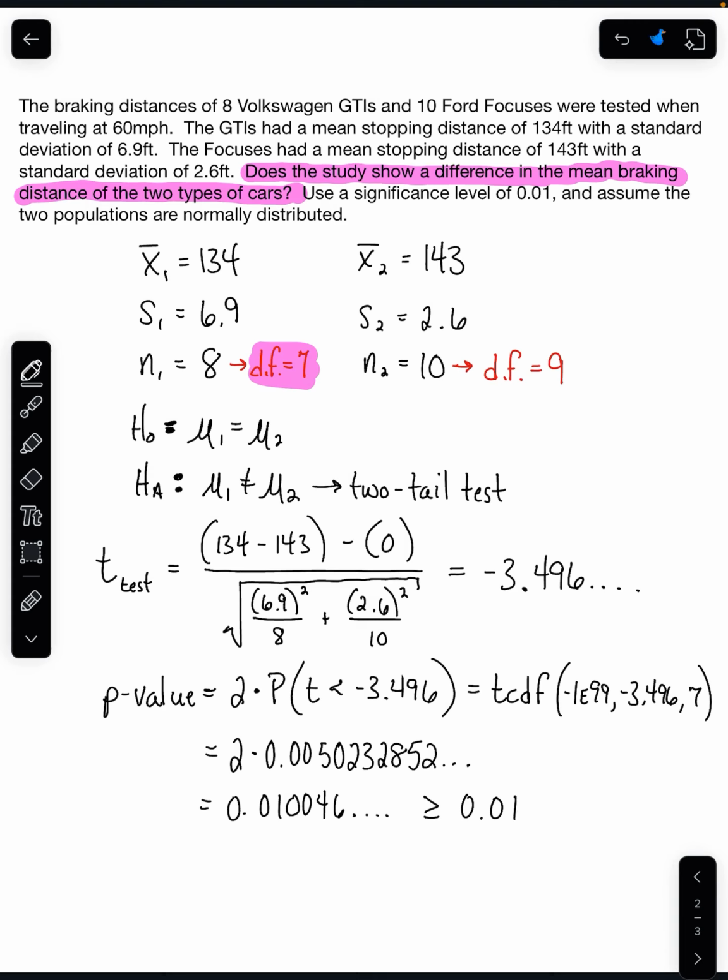Now, I suppose we could have just gotten away with using the 0.01 that we got, because the idea here is the p-value has to be bigger than or equal to alpha. And that's how we fail to reject. So we could have gotten away with it based on the equality, but I like to show the reason why we don't round and why it matters.